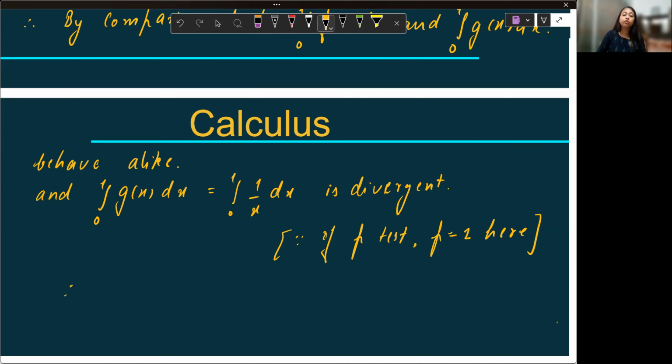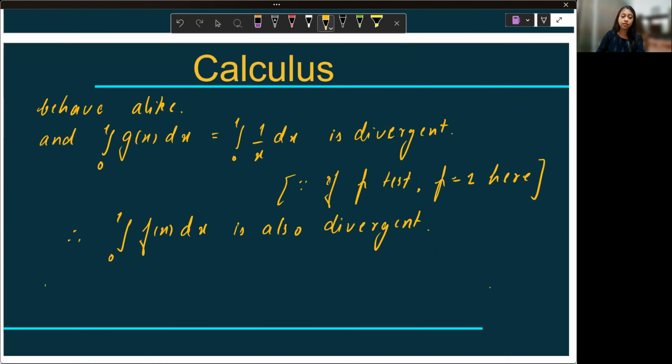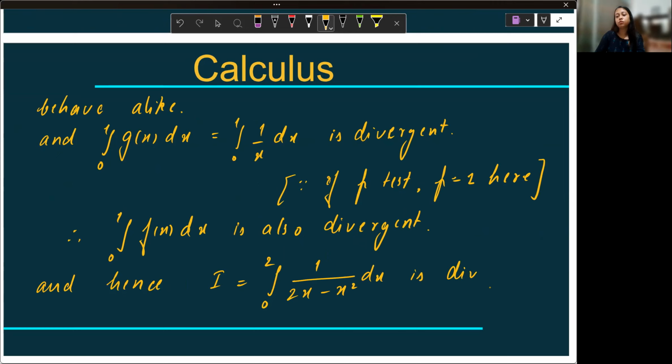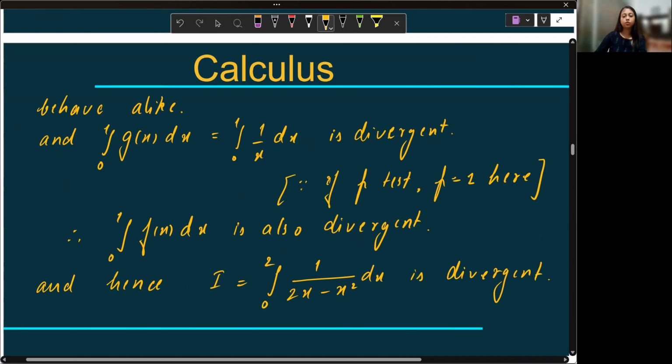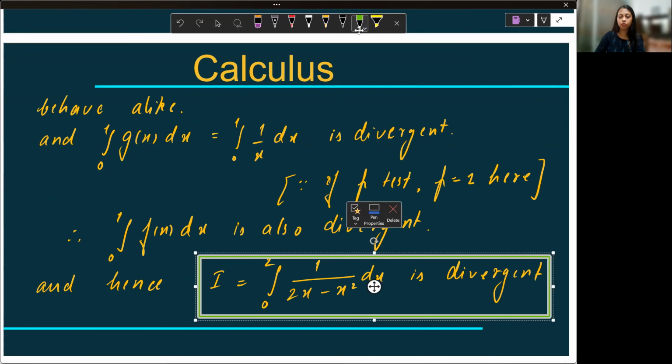Okay. Therefore, the integral from 0 to 1 of f(x) dx is also divergent. If one integral is divergent, that means the total integral is also divergent. And hence, I don't need to check for I2. And hence I, which is the integral from 0 to 2 of 1 by 2x minus x squared dx, is divergent. Okay, that was it. So this is the answer. We have to examine the convergence, but this is not convergent, it is divergent.